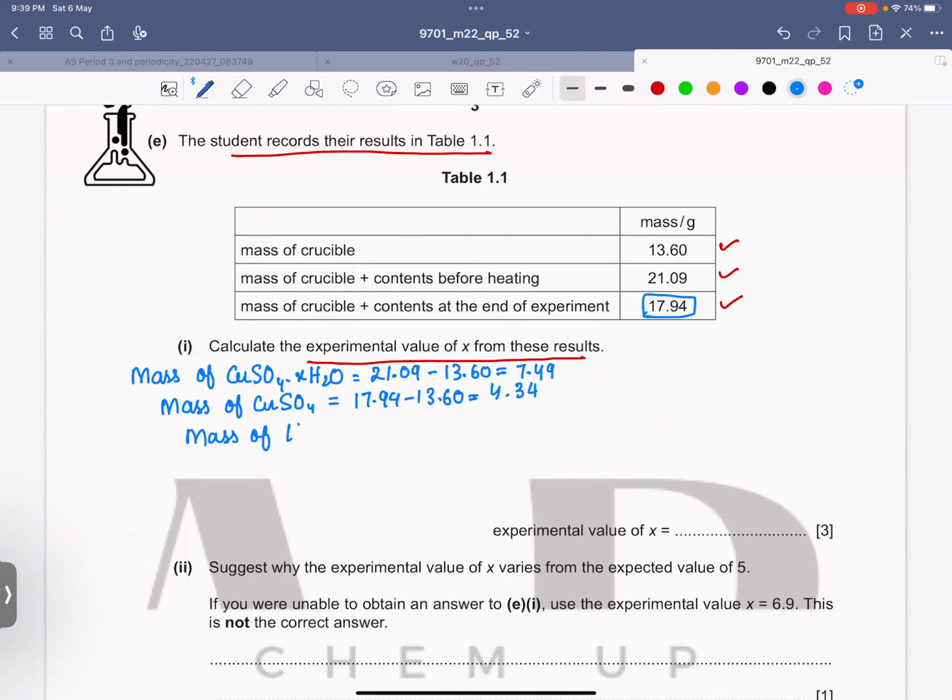Now, the mass of water would be equal to 21.09 minus 17.94. Yes, can anybody tell me the answer?